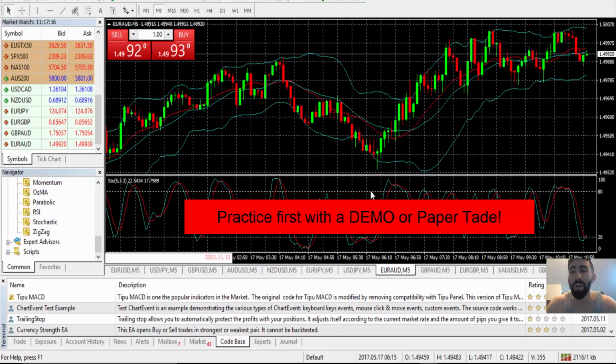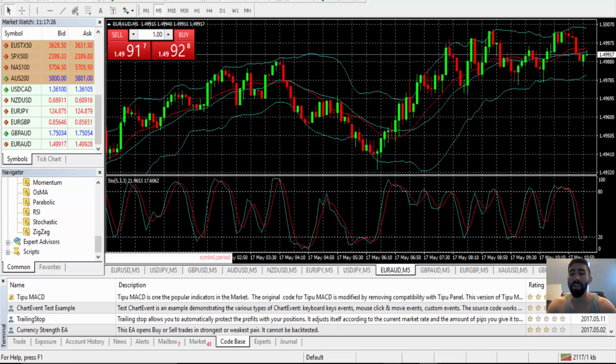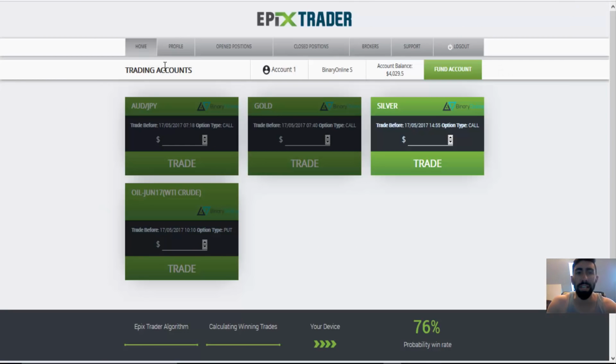If you want to practice with this method, practice on a demo or use a paper trade where you just write it down on a piece of paper. It's always good to practice before you start investing your own money. But nonetheless, guys, very good results in terms of the connection with the Epix Trader signals, and we have a beautiful increase where we just crossed the $4,000 threshold in our account balance.